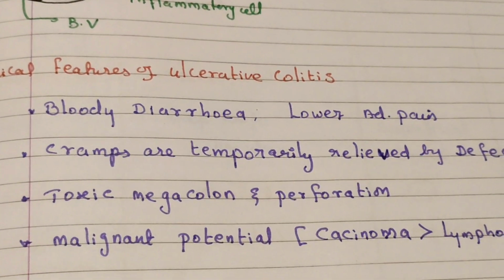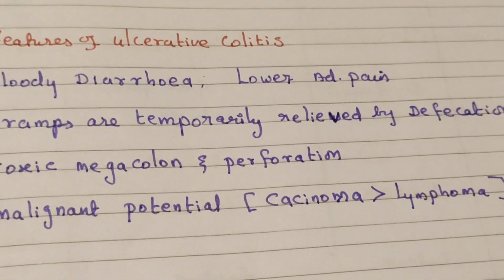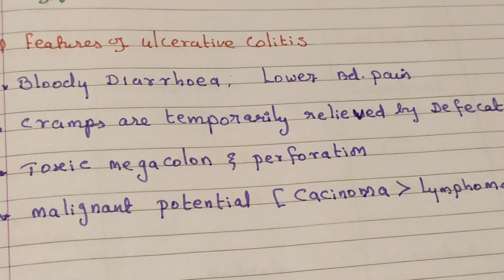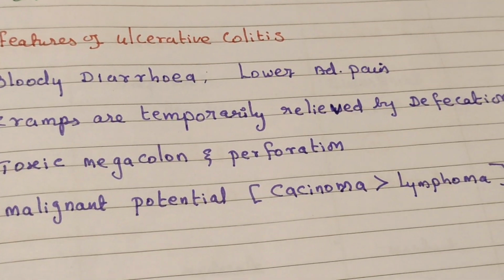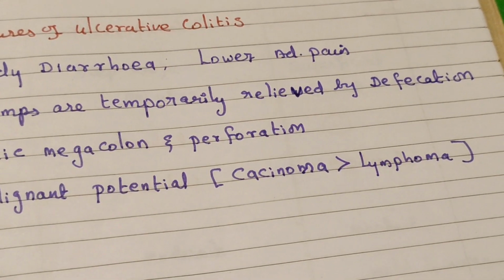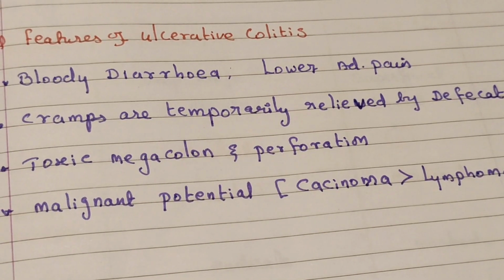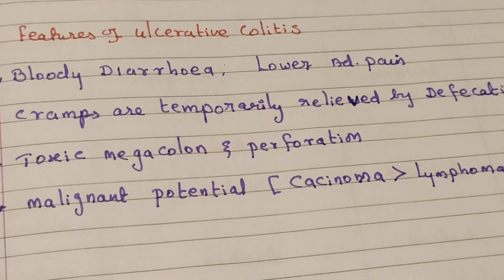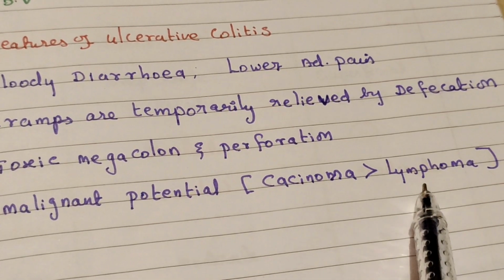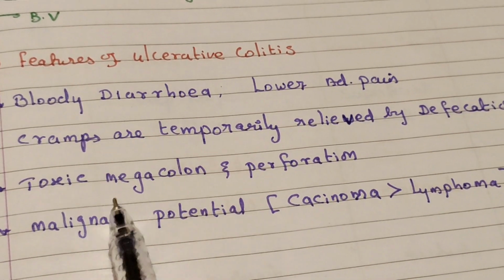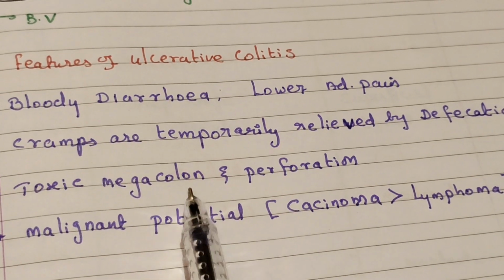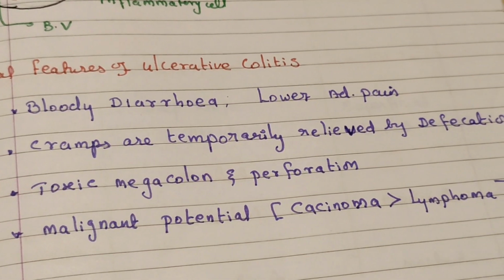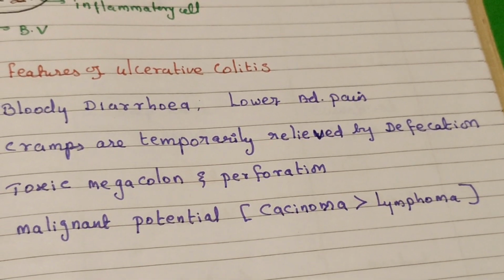What are the clinical features? Bloody diarrhea, lower abdominal pain, and cramps temporarily relieved by defecation. Then toxic megacolon, perforation and malignant potential, with carcinoma more common compared to lymphoma. These are the complications: toxic megacolon, perforation and malignant potential.